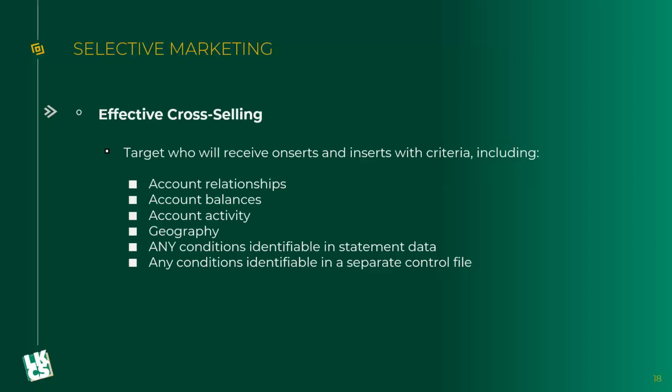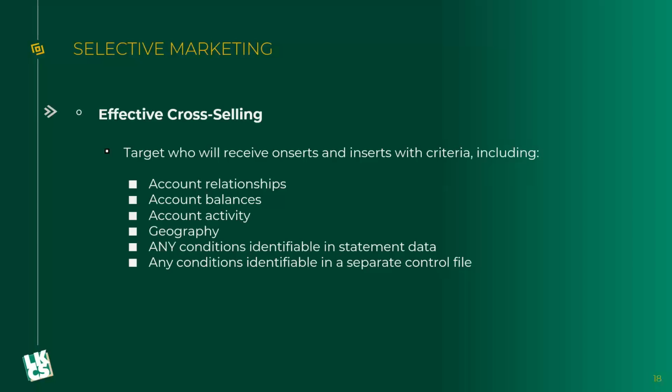Obviously, the concept is cross-selling, right, and upselling. So we can target who will receive onserts and inserts, so we can do the same thing with those paper inserts, with criteria based on account relationships, account balances, account activity, geography, right, where people live, any conditions that we can identify in that statement data, and more often than not, any conditions that we can identify in separate data files. So it's very common for customers to send us a list of member numbers and say, here's who we want to receive this campaign or not receive this campaign.